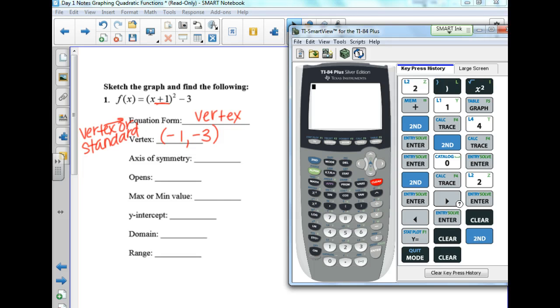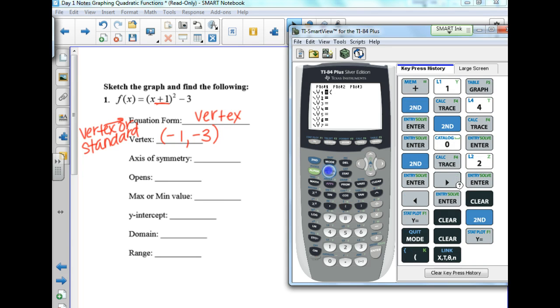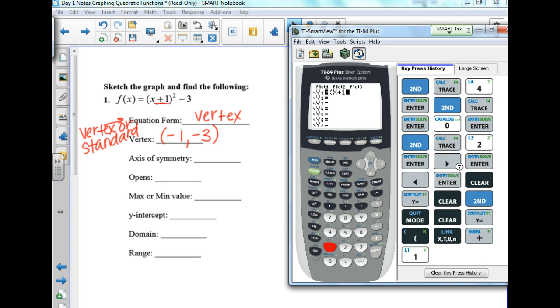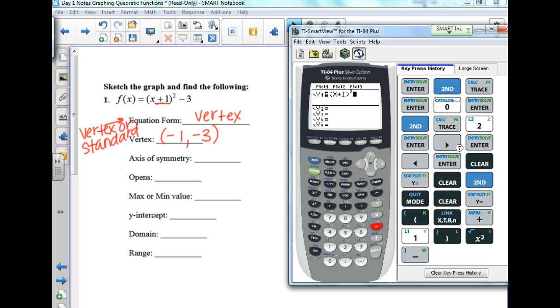So in y equals, we're going to graph this equation. So y equals, and then put that equation in: x plus 1 squared minus 3. Then go ahead and press graph. All right, so all this stuff we're going to fill in from the calculator. You just have to remember how to do it. Where you get everything is by pressing second trace.